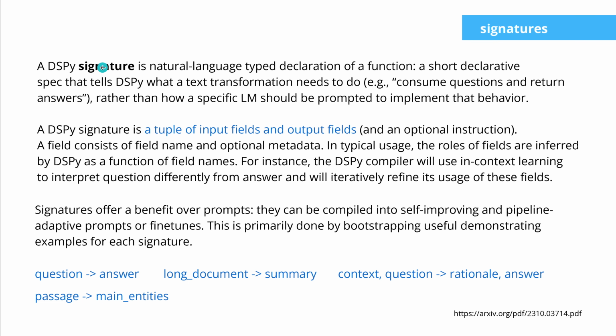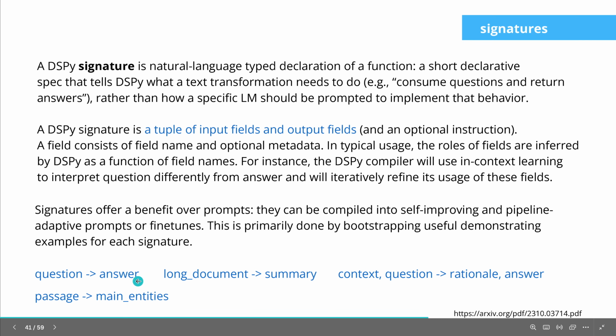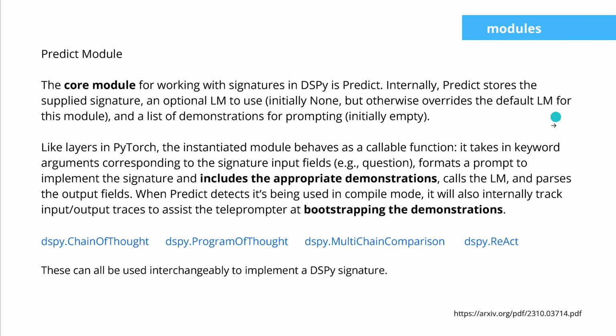So, what is a signature? Here we have it. Question to answer, or long document to summary, or context, question, create the rationale and give an answer, or a lot of passage text, extract the main entities. Those are signatures in our coding. Next one, modules.